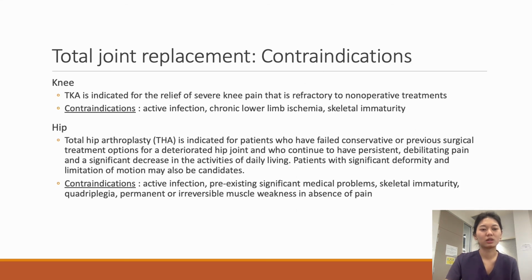Some of the indications and contraindications, as mentioned previously: joint replacement is indicated for severe pain refractory to non-operative or conservative management. Contraindications to a total knee replacement surgery would include things like active infection, chronic lower limb ischemia, and skeletal immaturity. Contraindications to hip replacement surgery might include things like active infection, pre-existing significant medical problems, skeletal immaturity, quadriplegia, and permanent or irreversible muscle weakness in the absence of pain.